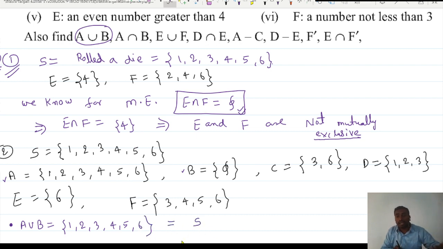If you want to write it in advance, you can say here that A and B are exhaustive events. Why? Because we are getting the total sample space. So you can write that A and B are exhaustive.